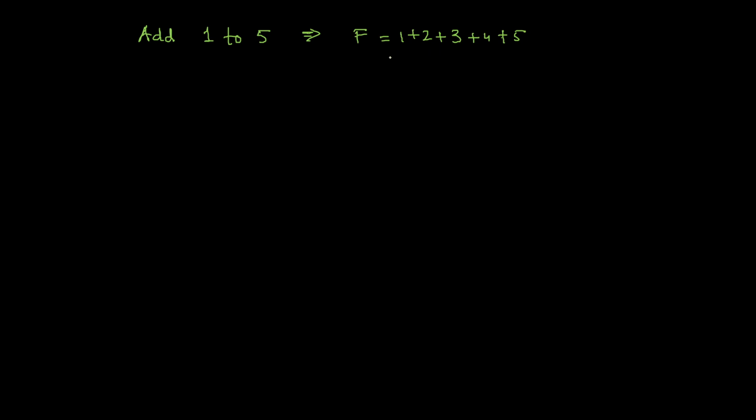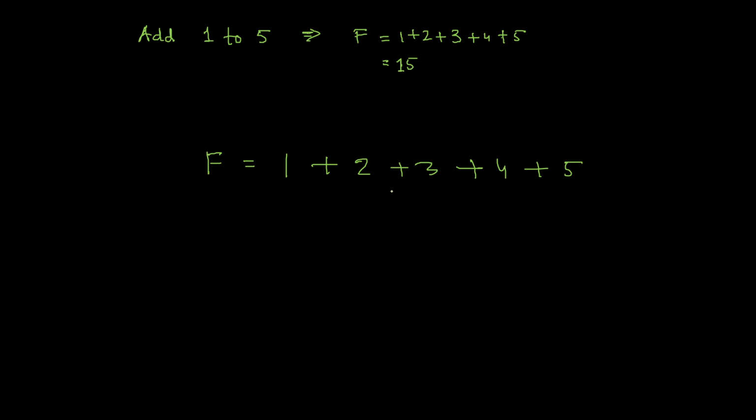Now, obviously, it's very easy: 1 plus 2 plus 3 plus 4 plus 5 is 15. But the question is how we will do this. You cannot write multiple addition statements, because if instead of 5 it is 500, then what will you do, right? So just closely watch this scenario, and let's try to realize how we can do this: 1 plus 2 plus 3 plus 4 plus 5.